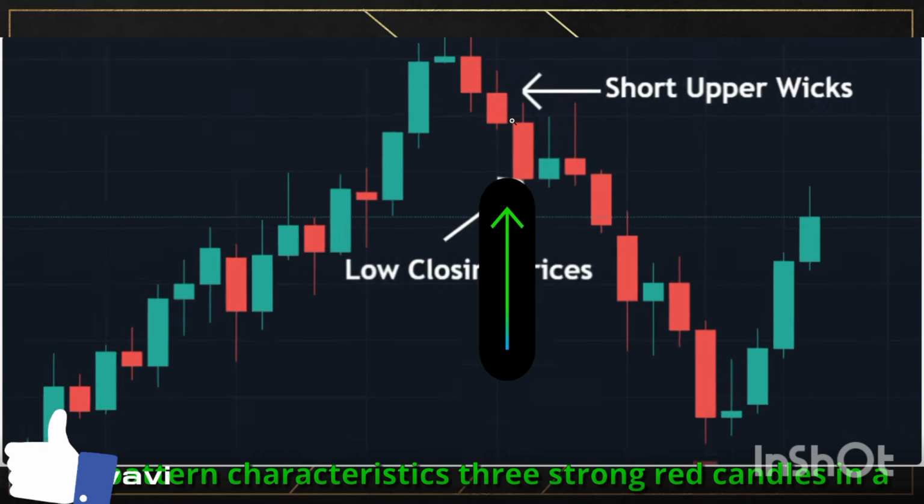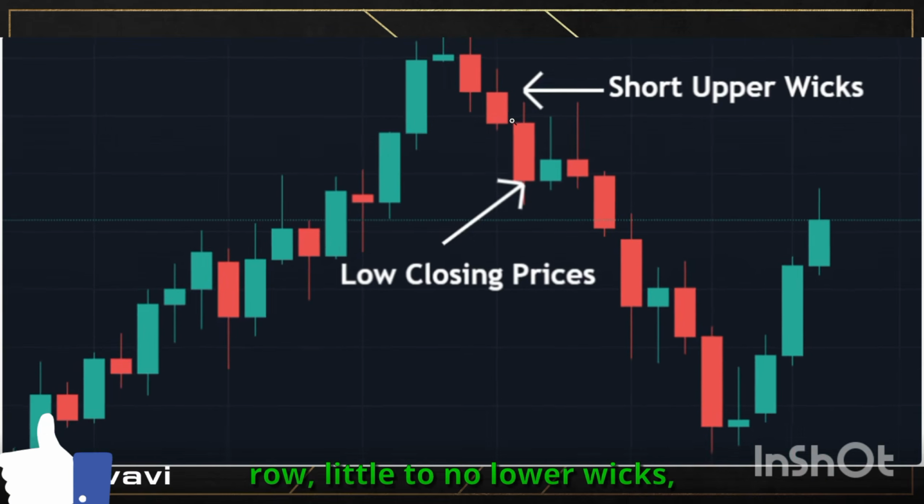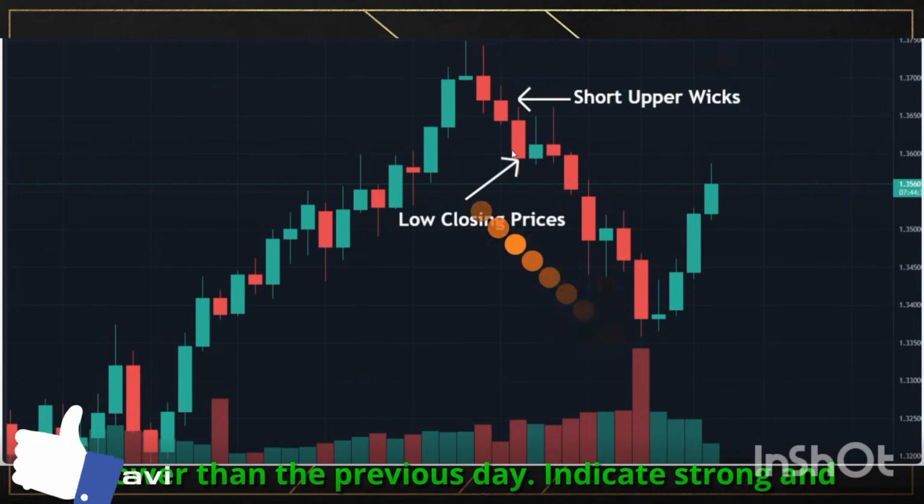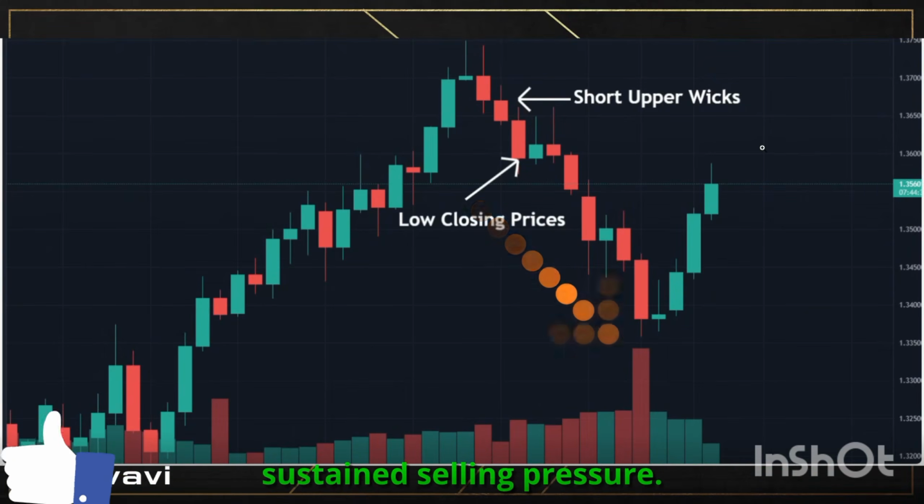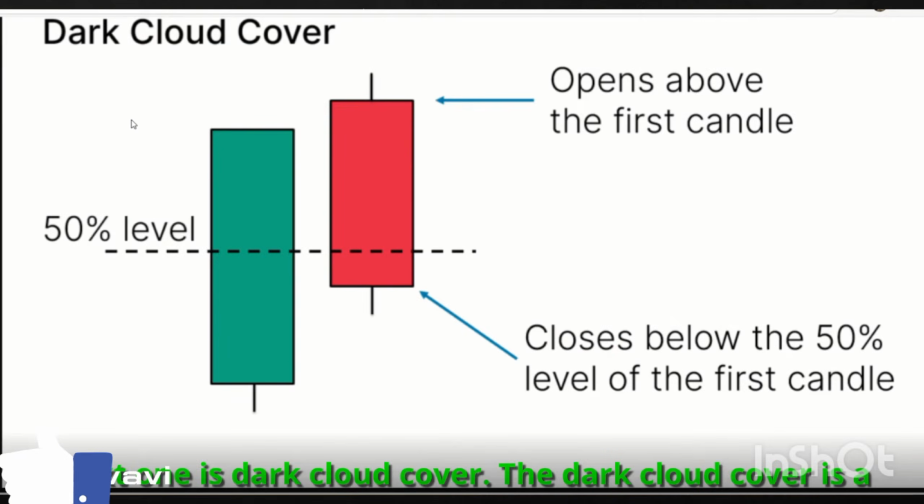This pattern characteristics: three strong red candles in a row, little to no lower wicks, each close lower than the previous day. Indicates strong and sustained selling pressure. Next one is dark cloud cover.